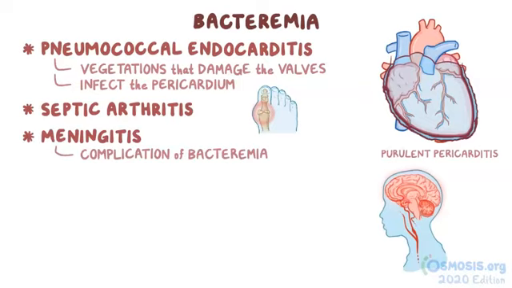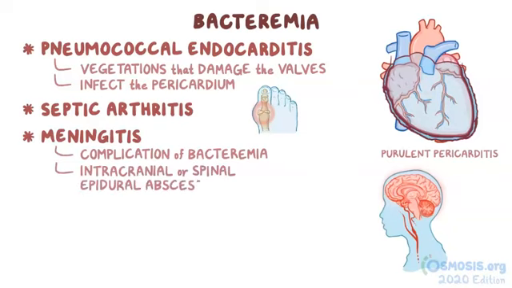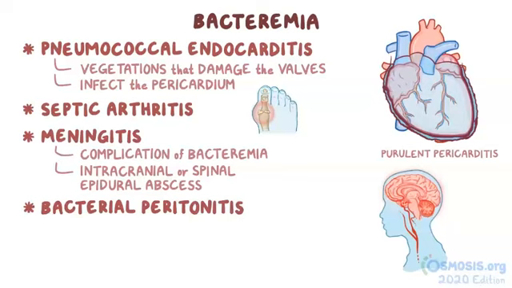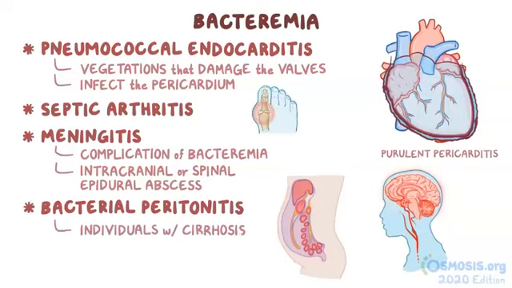Once it has crossed the blood-brain barrier, it can also cause an intracranial or spinal epidural abscess. Finally, strep pneumoniae can spread from the bloodstream to the peritoneum, causing spontaneous bacterial peritonitis. This is more common in individuals with cirrhosis who develop ascites, or too much fluid in the peritoneal cavity.